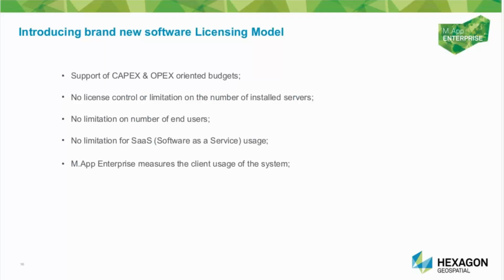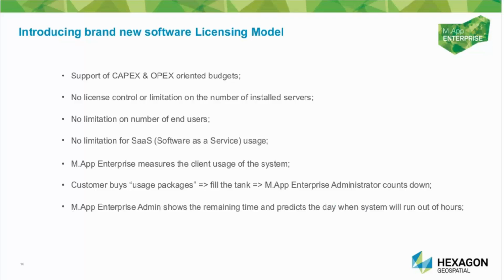Basically, Mapp Enterprise measures the current usage of the system. So a customer interested in getting Mapp Enterprise for their organization will buy a usage package, which fills the tank. Imagine it's like a car: you're getting the gas tank empty, and you're going to fill it with gas. It's the same thing with Mapp Enterprise. You fill it in, and the Mapp Enterprise administrator will count down. It will give you a prediction of the day when the system will run out of hours.